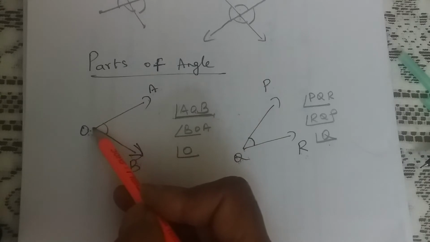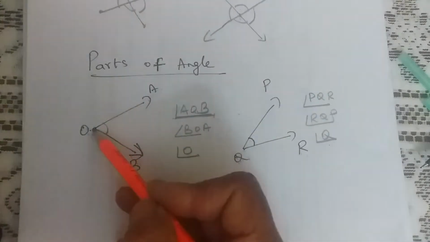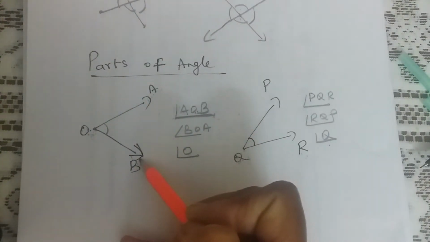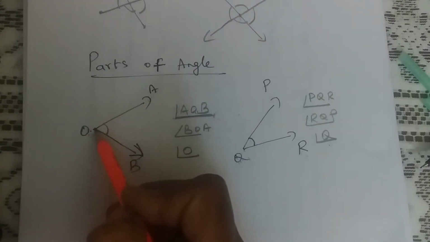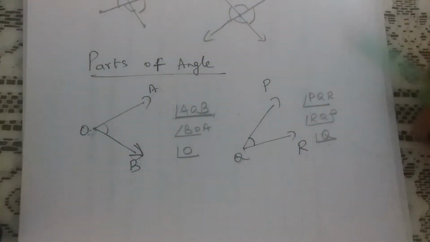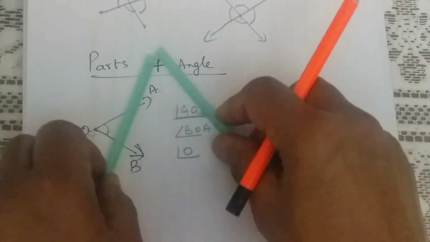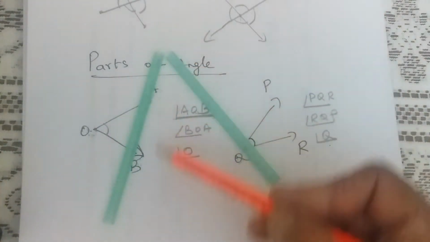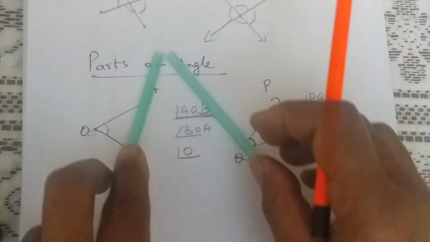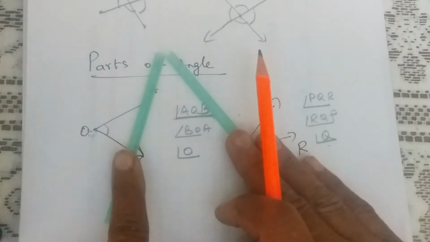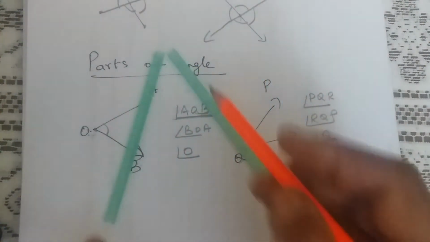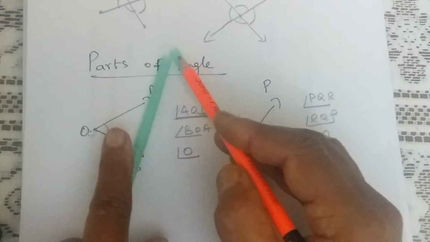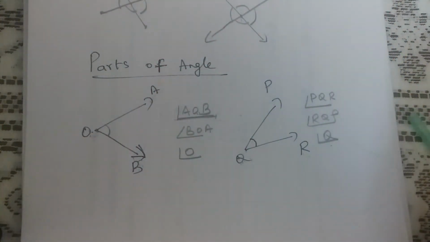See, these two lines are the rays. OA and OB are called arms. And the point O is called the vertex. See where they are meeting. These two lines are called the arms. They can be lines or line segments or rays. And the point where they are meeting is called the vertex.